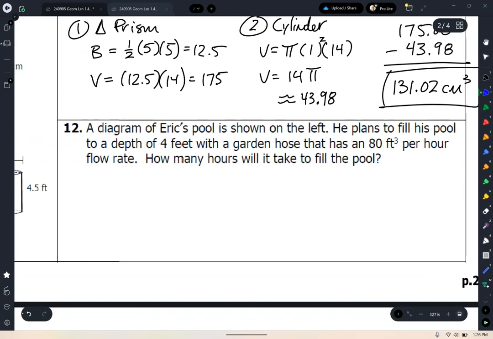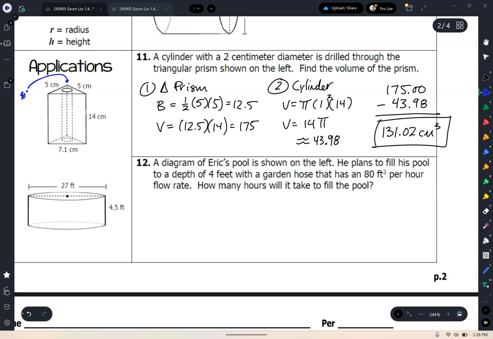So here you see the diagram of Eric's pool. He's gonna fill his pool to a depth of 4 feet with a garden hose that fills at a rate of 80 cubic feet per 1 hour. How many hours will it take him to fill the pool to 4 feet? So instead of solving it at 4.5, will I just solve it at 4 feet? Sure, because it would only be filled to 4 feet.